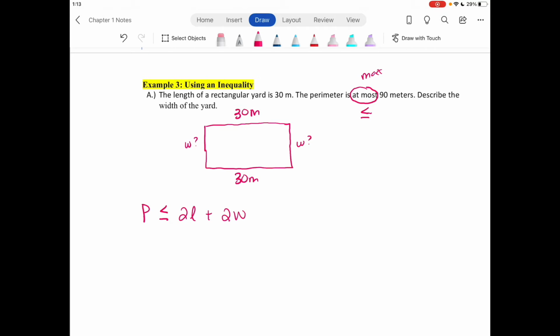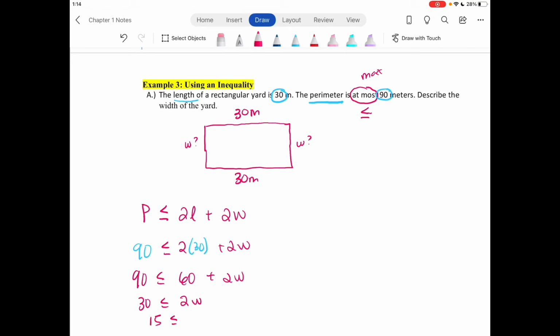Now we can go and plug in what we know. We know that our perimeter, P, is 90, and we said the length is 30. So we're going to have 90 is less than or equal to 2 times our length, which is 30, plus 2 times the width. Now we just need to solve for the width. Now we have that 90 is less than or equal to 60 plus 2w. Subtract 60 on both sides. So 30 is less than or equal to 2w. We'll divide by 2, and that means 15 is less than or equal to w.